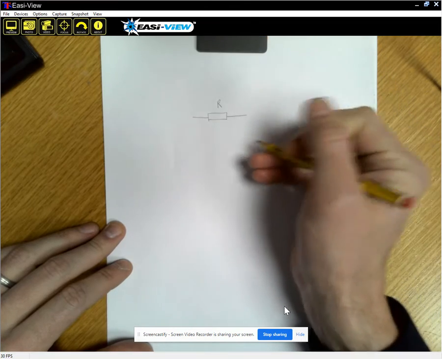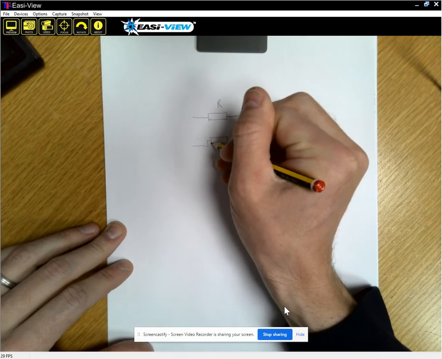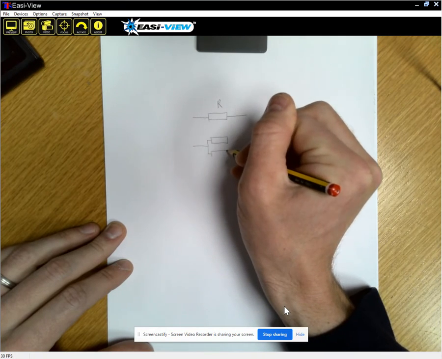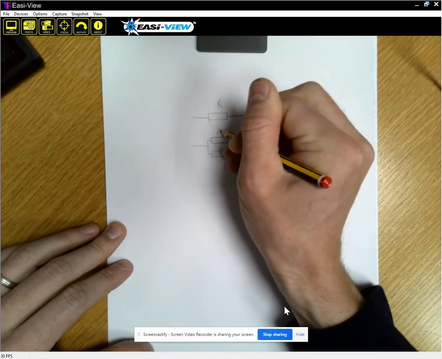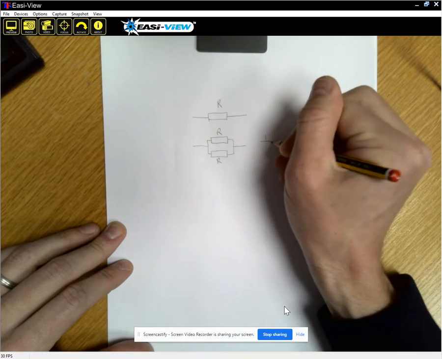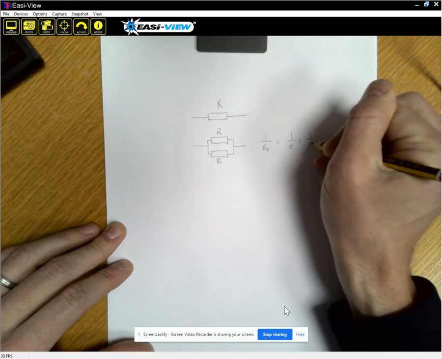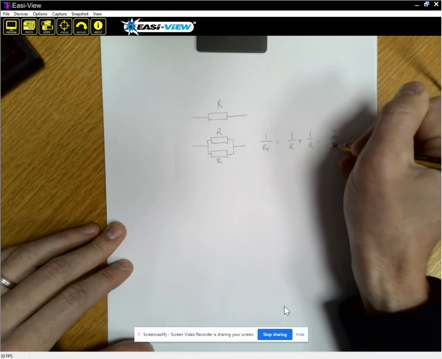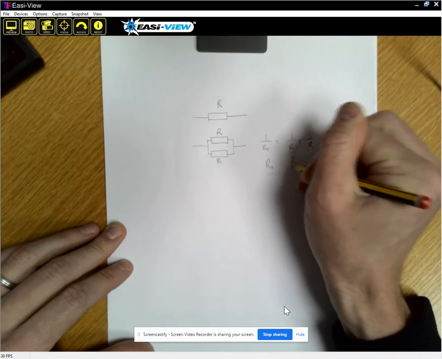get R. If you add a resistor in parallel, you double the number of routes, you double the number of available paths, so the resistance halves. You can show that using the equation 1 over R plus 1 over R, you get 2 over R, and then RT, you end up with a half.